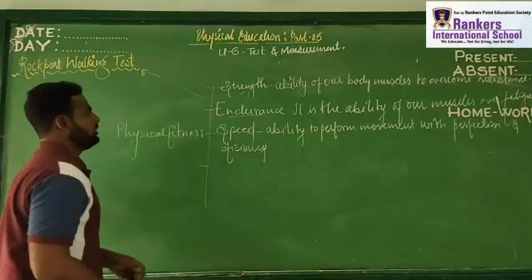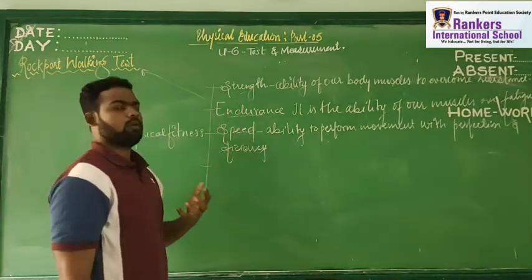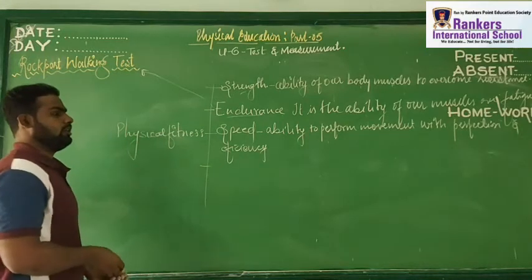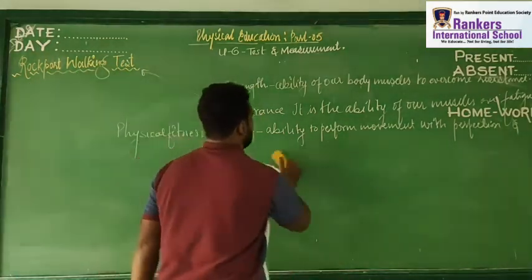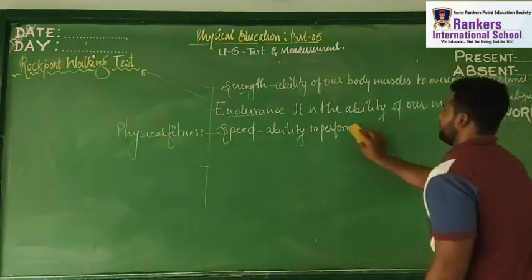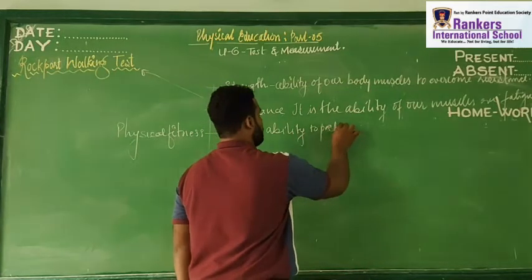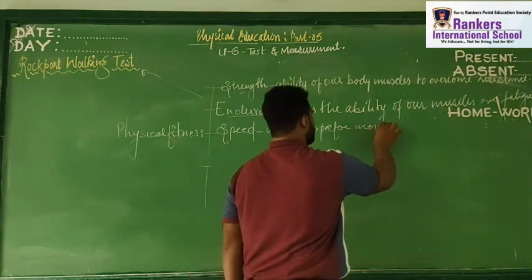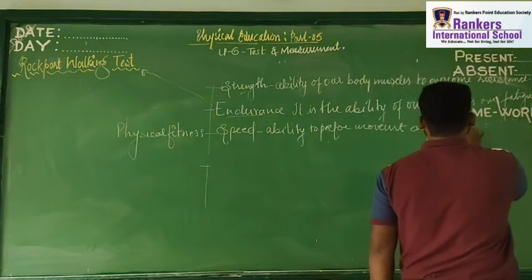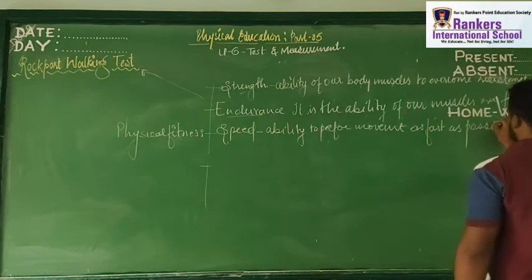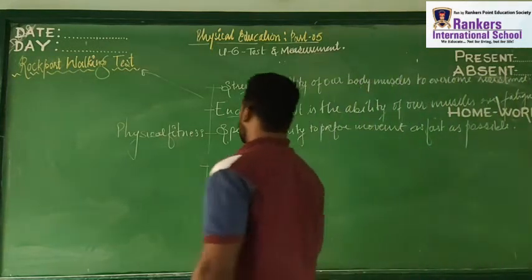Right? So strength is the ability of our muscles to overcome resistance. Endurance is the ability of our muscles to overcome fatigue. Speed is the ability of, you know, it's not efficiency. We can write it in such a manner that speed is the ability to perform movement as fast as possible. Got it, everyone? Next thing that we need to concern here is flexibility.